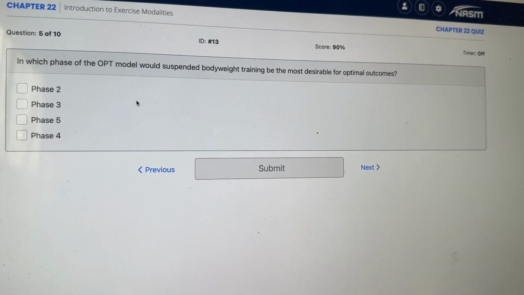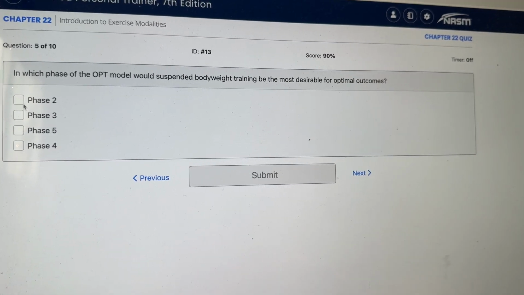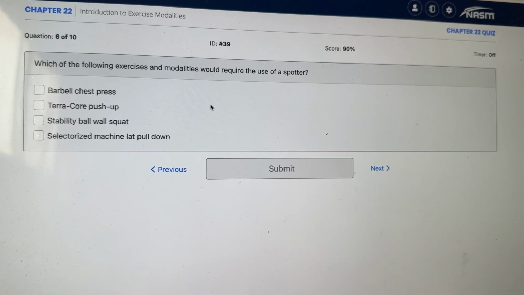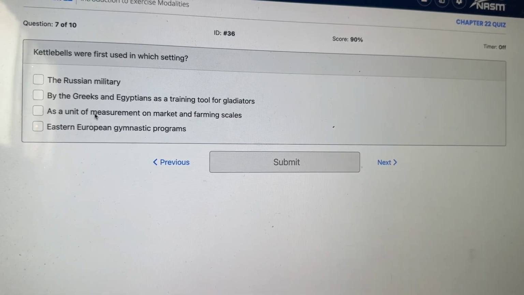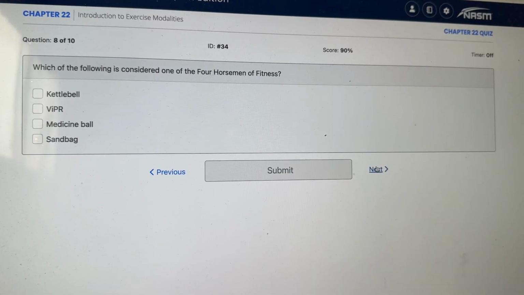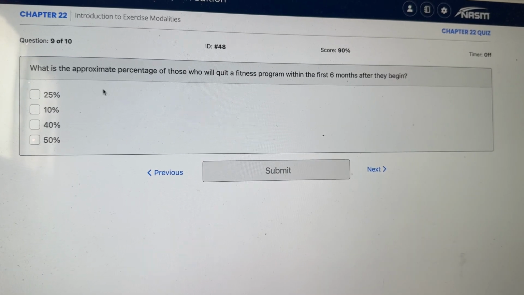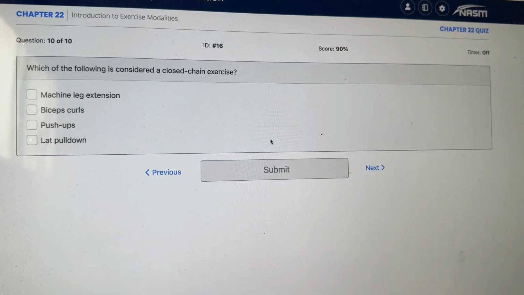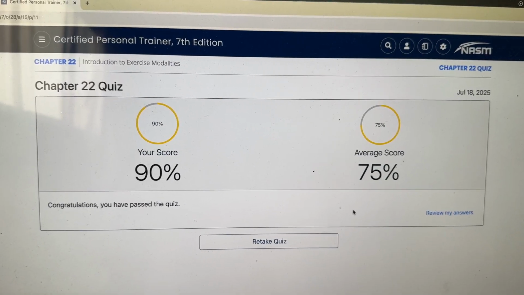In which phase of the OPT model would suspended body weight training be the most desirable for optimal outcomes? I'm going to say 2. Yeah. Which of the following exercises and modalities would require the use of a spotter? Barbell chest press, yeah. Kettlebells were first used in which setting? As a unit of measurement on market and farming scales. Which of the following is considered one of the 4 horsemen of fitness? I think it's the medicine ball. What is the approximate percentage of those who will quit a fitness program within the first 6 months after they begin? I think it's 50. Which of the following is considered a closed chain exercise? Push-ups?